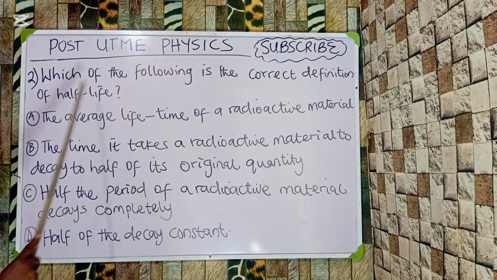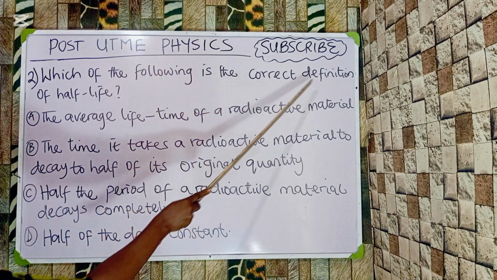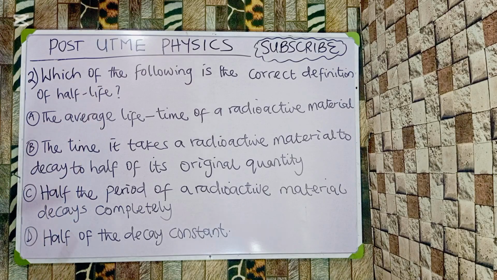Question 2. Which of the following is the correct definition of half-life? Option A. The average lifetime of a radioactive material. Option B. The time it takes a radioactive material to decay to half of its original quantity. Option C. Half the period in which a radioactive material decays completely. Option D. Half of the decay constant.